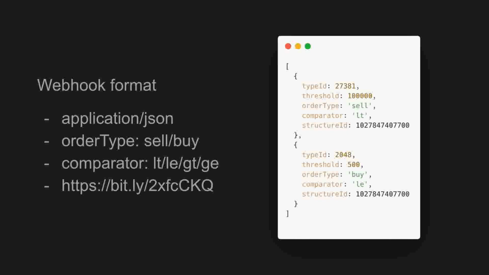There you can also switch out the order type. Remember that sell will check for sell orders and buy will check for buy orders. And then you can define the comparators, which are less than, less or equal, greater than, and greater or equal.